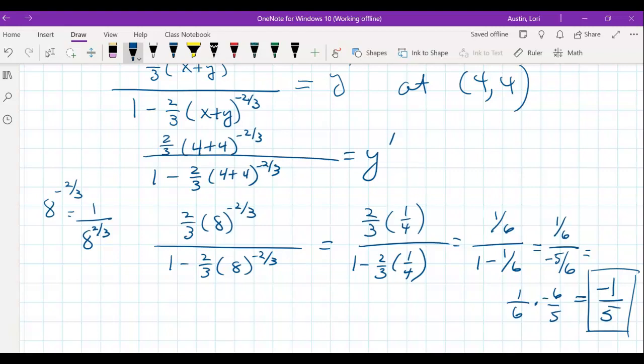Pretend that negative was never there. 1 minus 1/6 is 5/6, not negative 5/6. Don't know why I did that. Because it's 6 over 6, and 6 over 6 minus 1 over 6 is 5/6, not negative. So it's positive 1/5. I was like, what was I doing? All right.